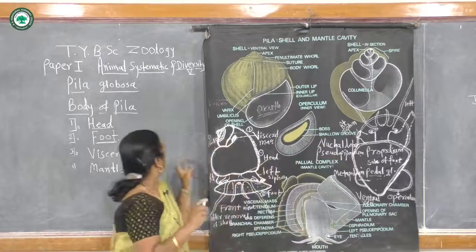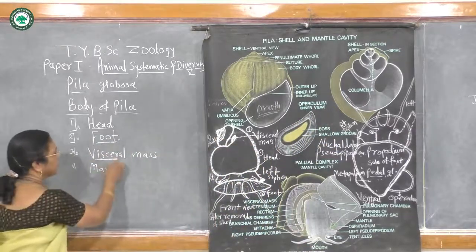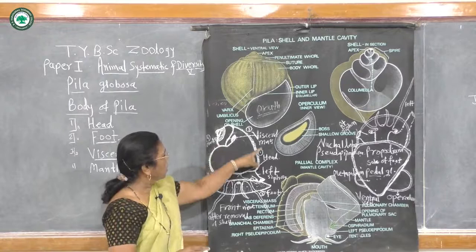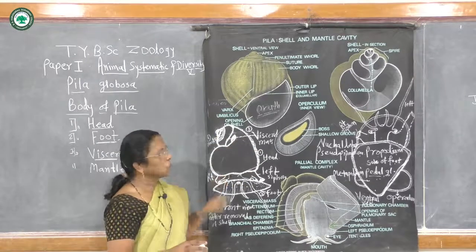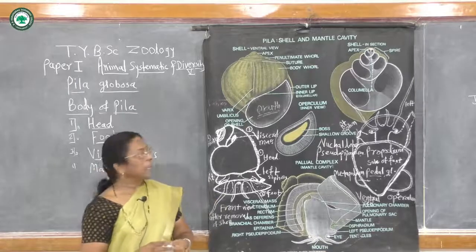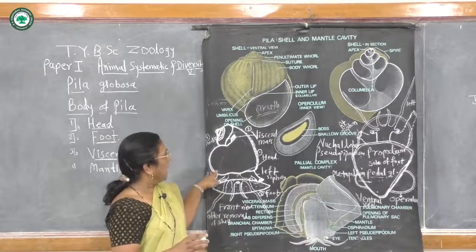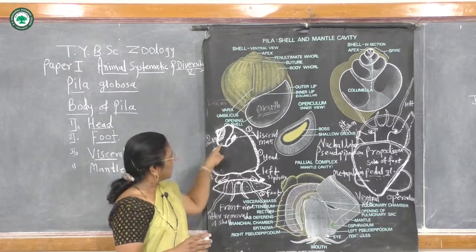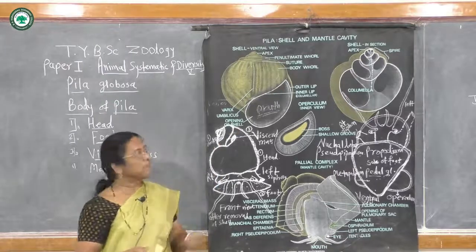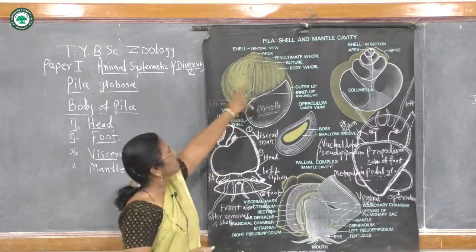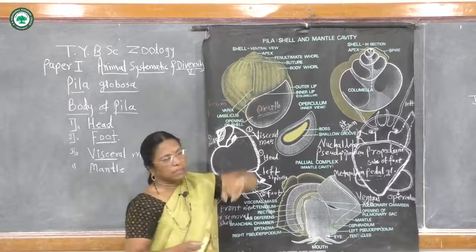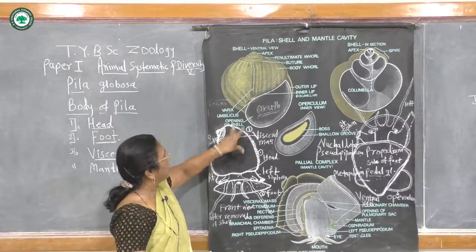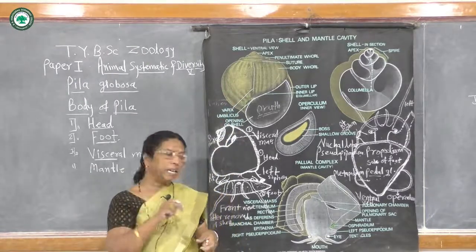This is the foot. Then we will see the visceral mass. All the body organs which are soft, muscular, grey in color, and delicate in nature, are enclosed within the shell, and the shape of this visceral mass looks like the shell, to fit in it. Means these soft body parts also have a shape like that of the shell to fit in it.